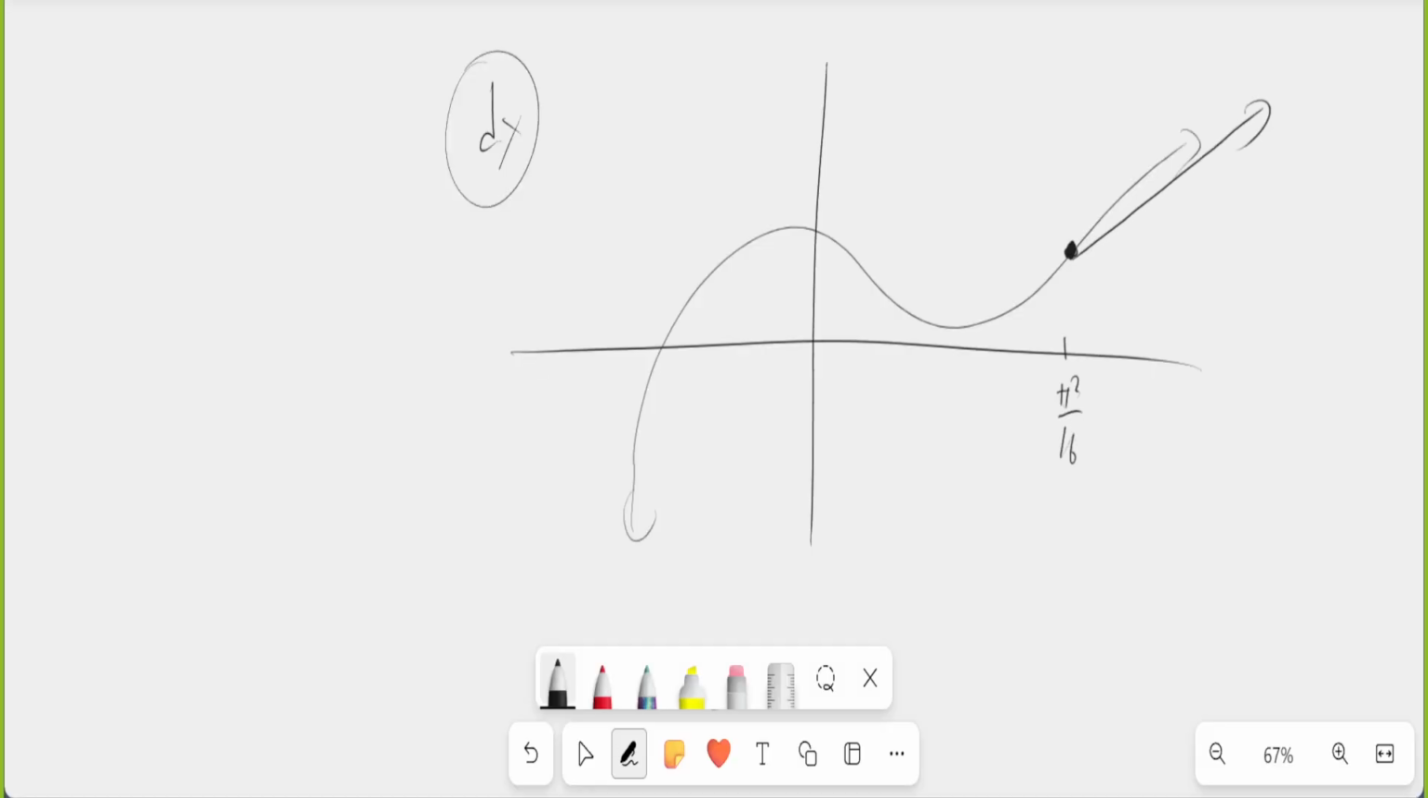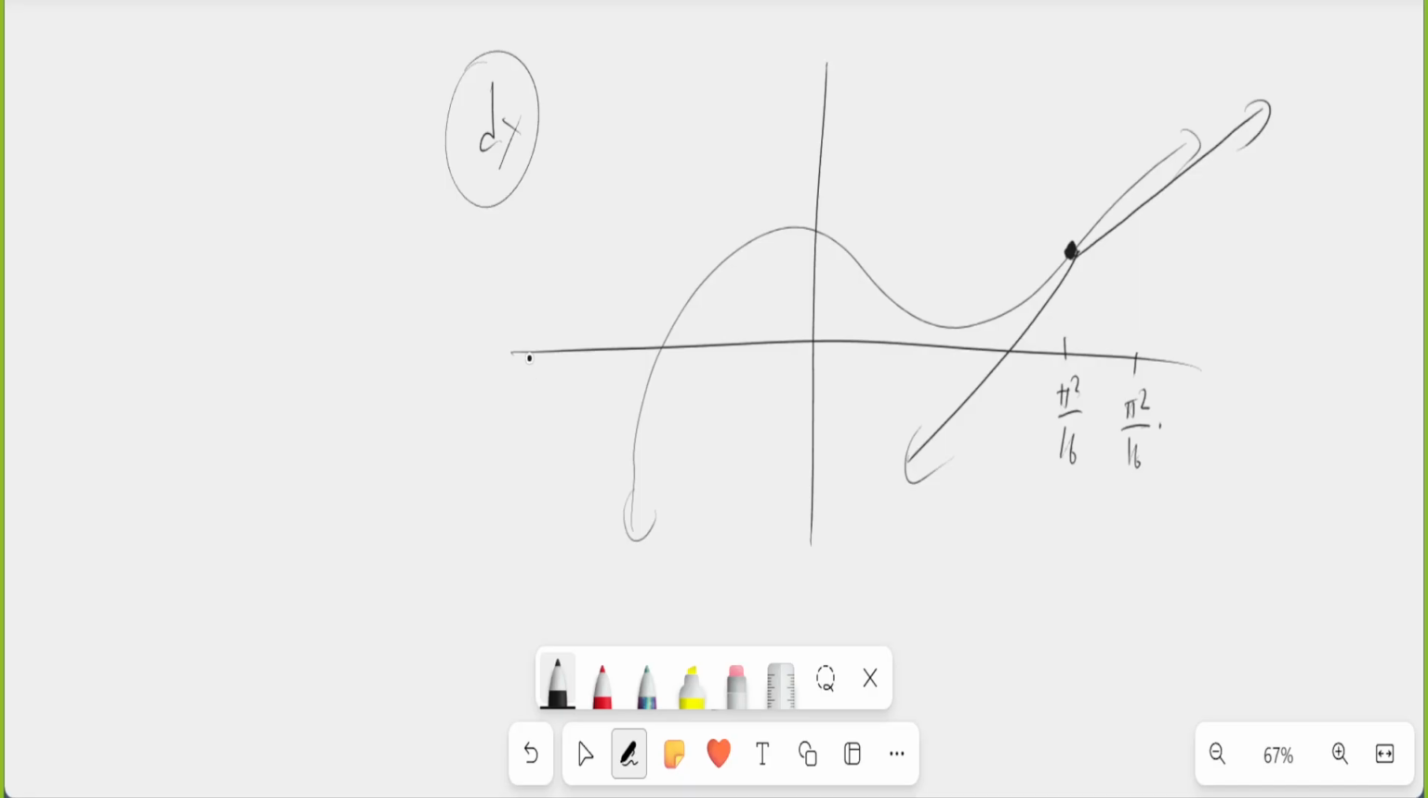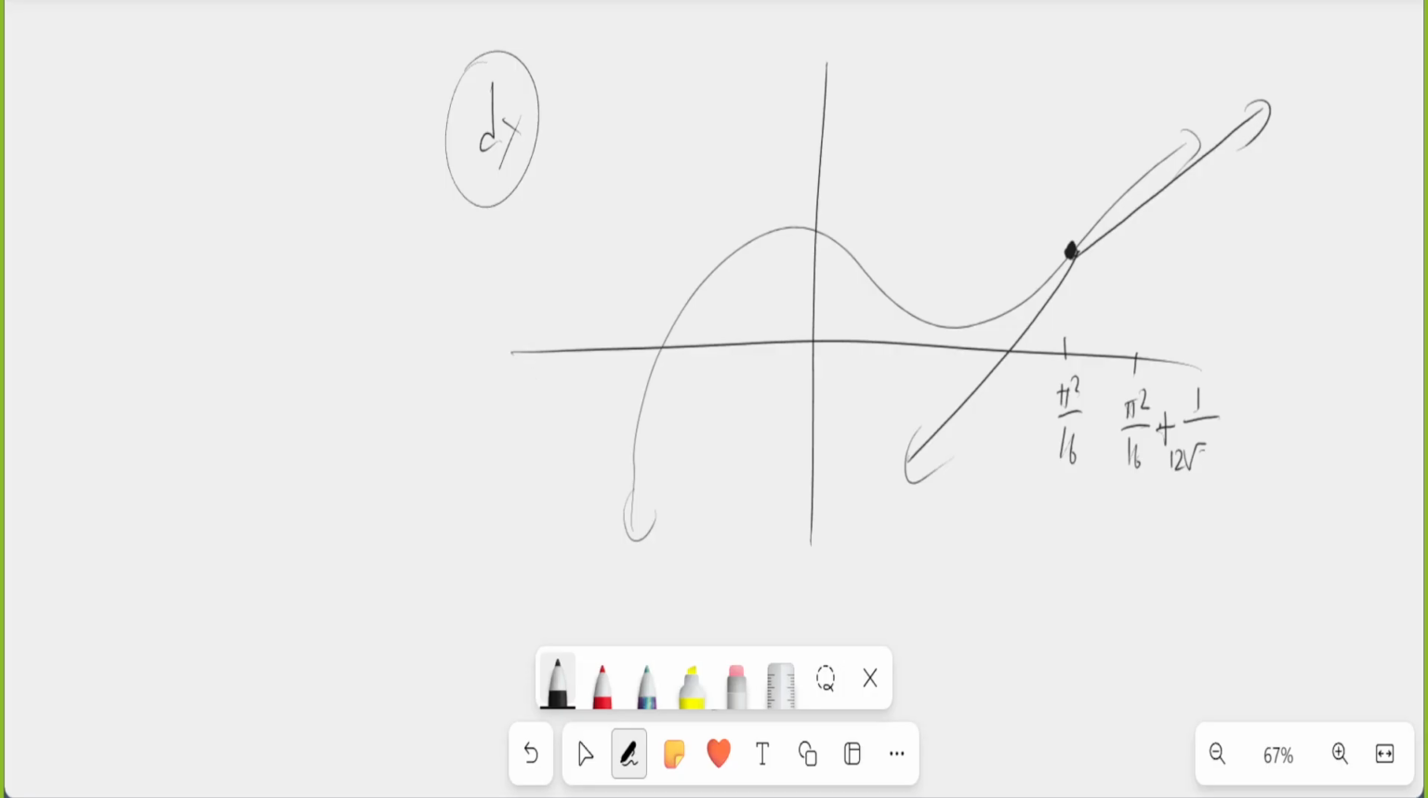You find the tangent line, right? And you know the difference between pi squared over 16 and pi squared over 16 plus 1 over 12 root 2. What's the difference between these two x values? What's the distance? 1 over 12 root 2.